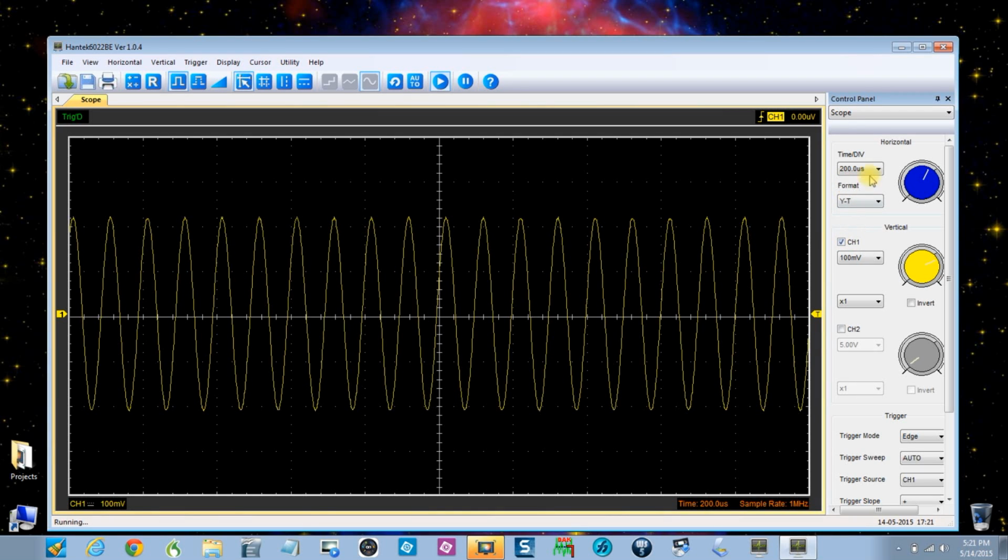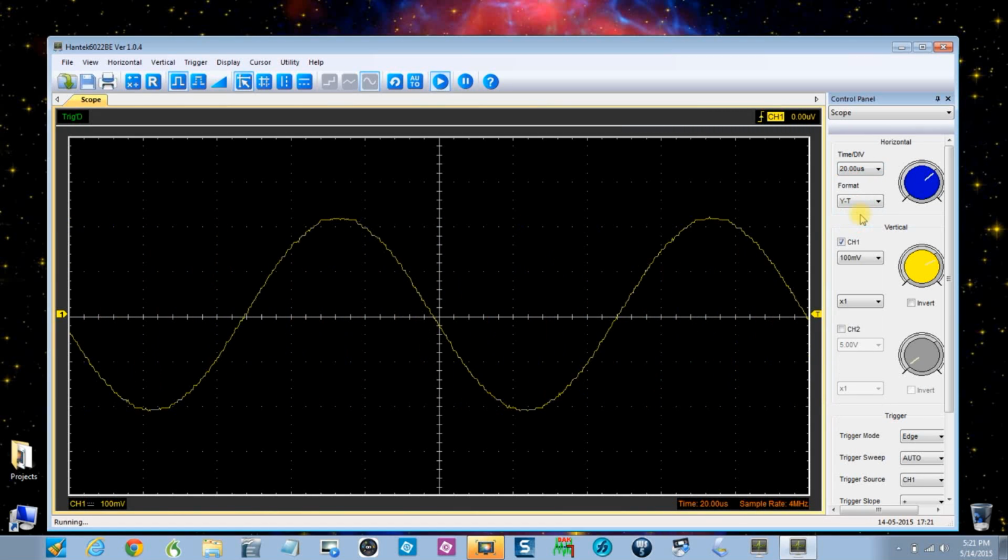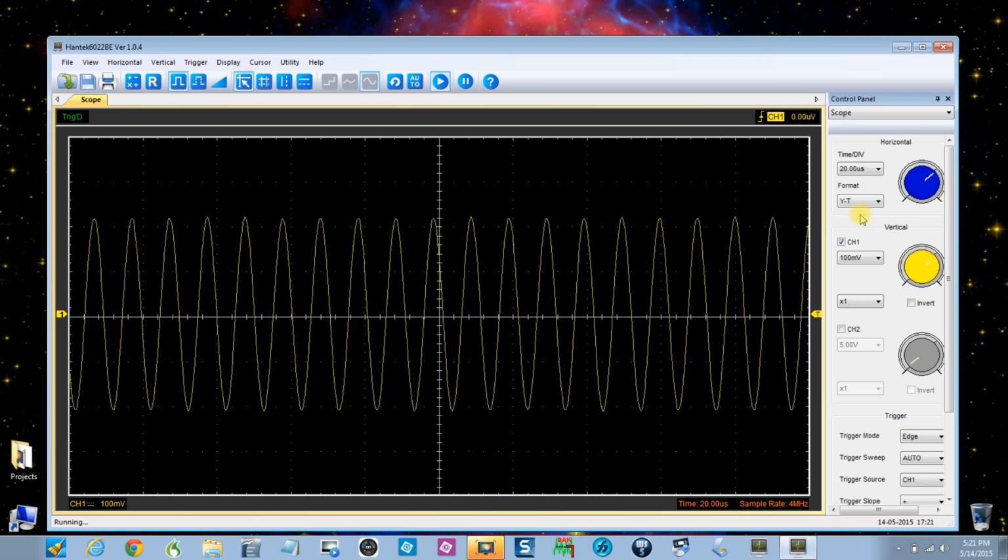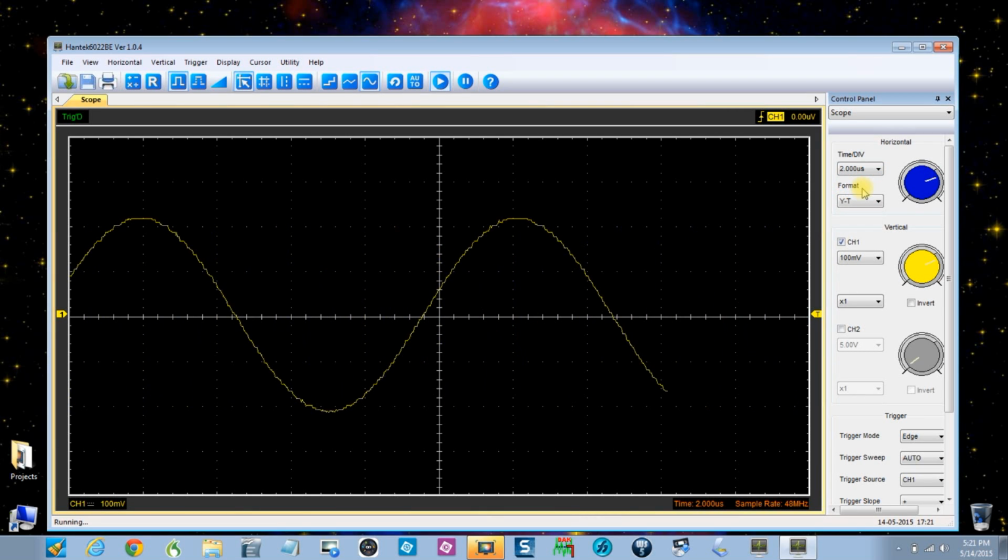Okay, bumped it up by 10. I'm increasing the oscilloscope time base again. And bumped up the signal generator, and I'm going to increase the time base.